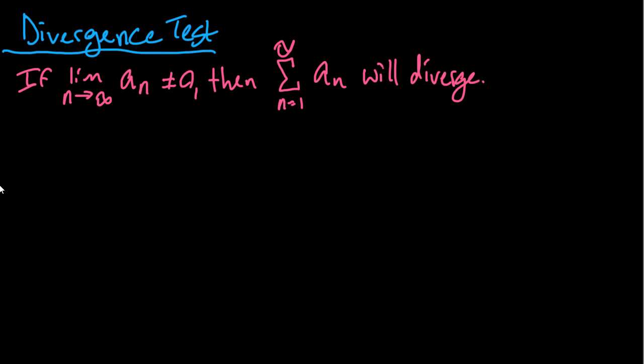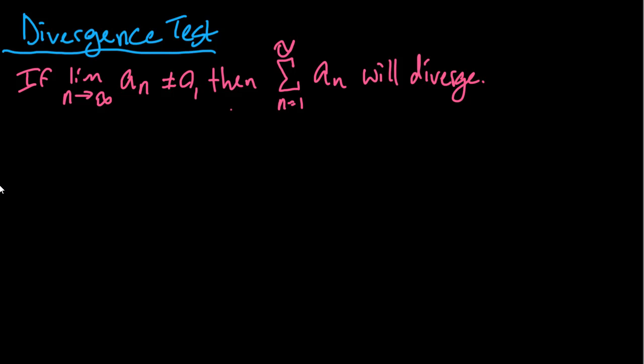Now here's something that needs to be made absolutely clear. If our limit does not equal 0, then our series will diverge, okay? However, let's say our limit does equal 0, right? That does not guarantee that it won't diverge. You might see, all right, it doesn't equal 0, then that means it diverges. If it does equal 0, well, then it must converge.